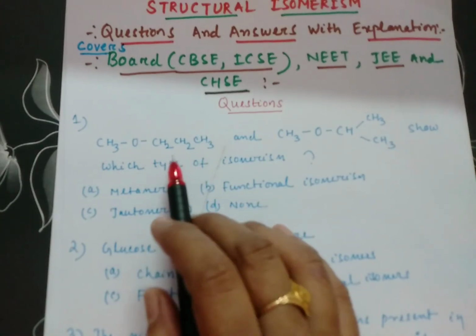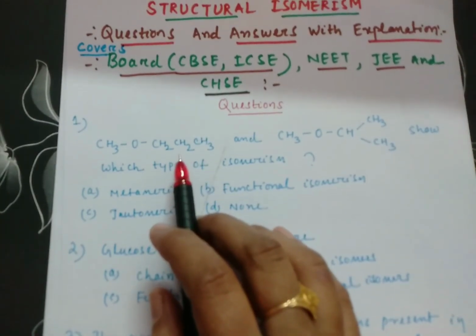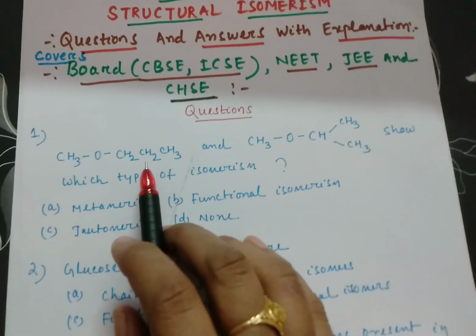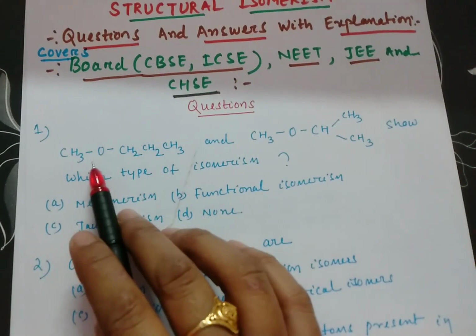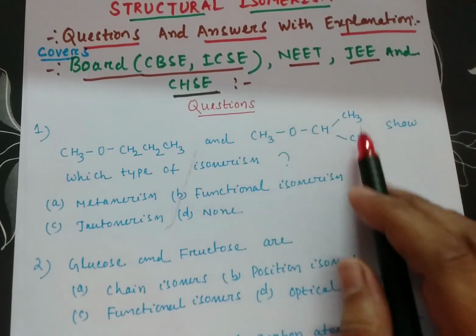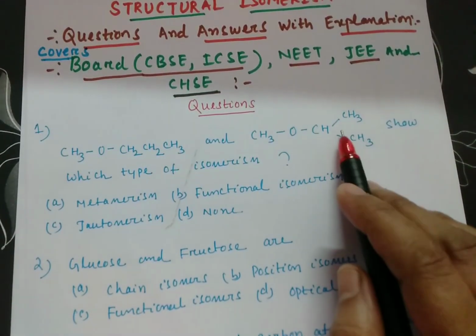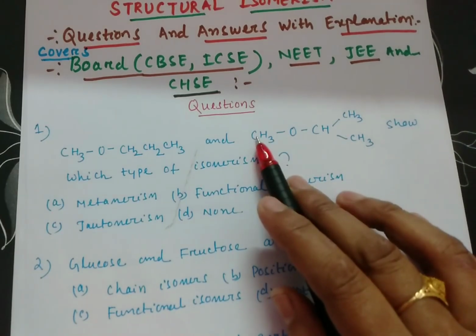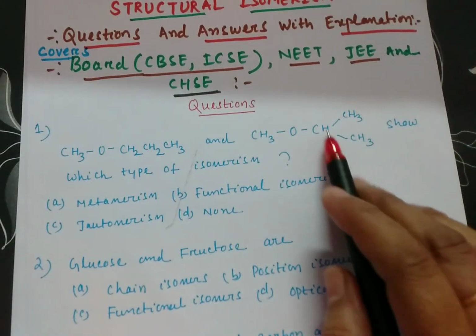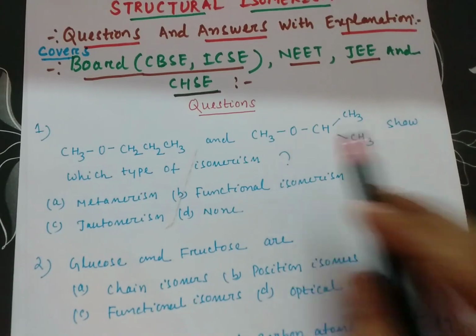This is a compound. What type of compound is this? This is an ethereal compound, right? So this is your methyl propyl ether. And this one is your compound. This is your isopropyl group, and this is your methyl. So it is your isopropyl methyl ether.